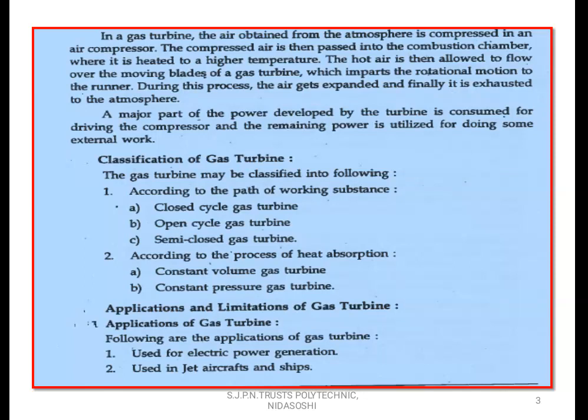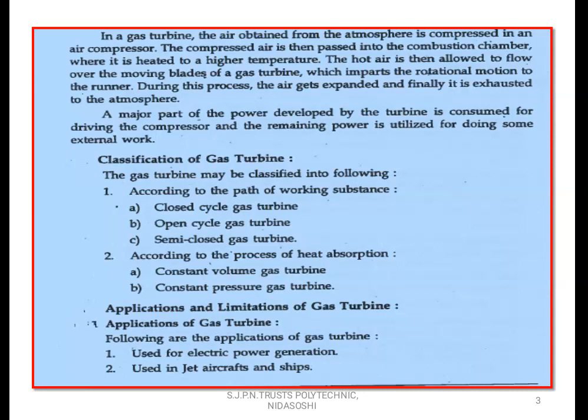The second classification is based on the process of heat absorption, which we studied in the first unit. If the heat is absorbed at constant volume, then it is called a constant volume gas turbine. If the heat is absorbed at constant pressure, then it is called a constant pressure gas turbine.